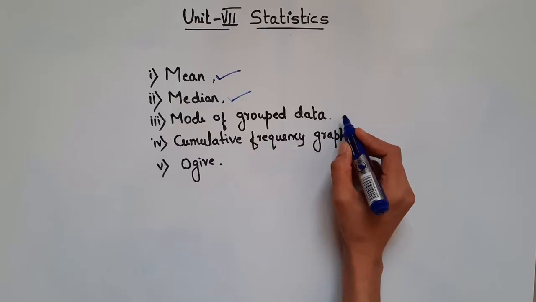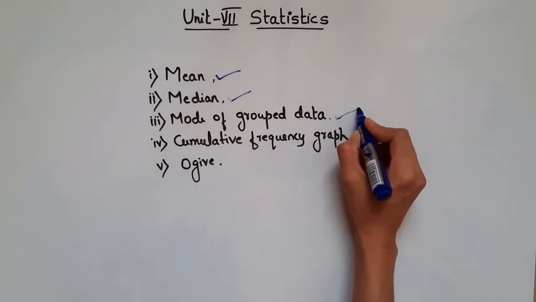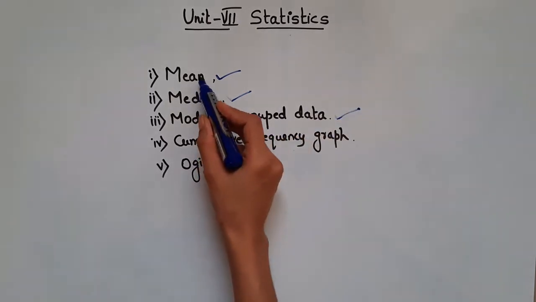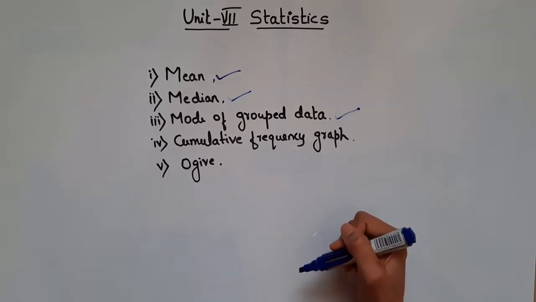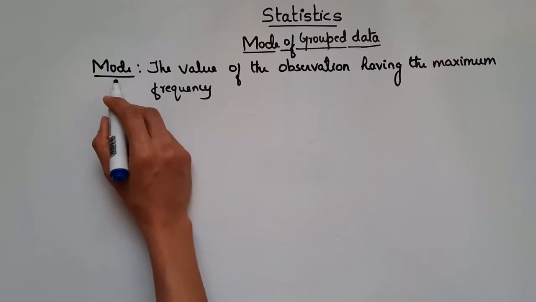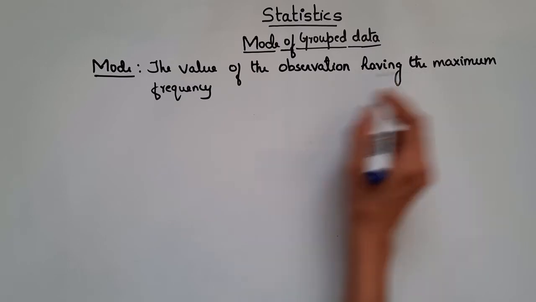In this video, we will see how to find the mode of grouped data. In my previous video, we saw how to find mean and median. If you haven't watched that, there is a link in the description box below, you can check that out. Now let's see what mode is. It's the value of observation having the maximum frequency.